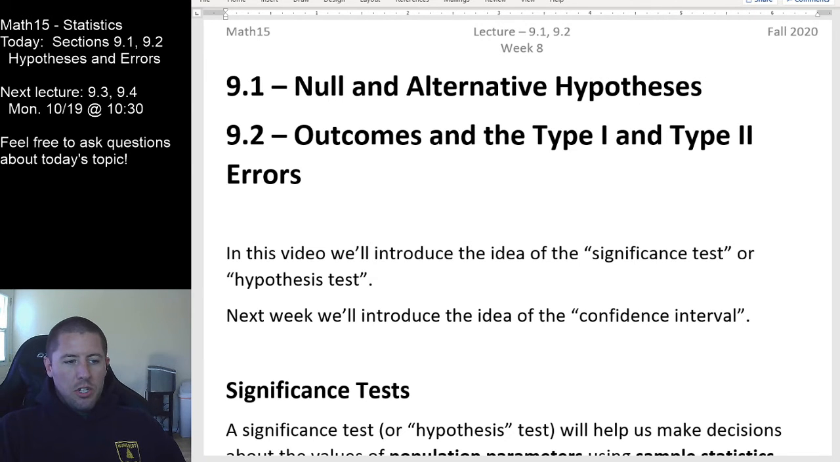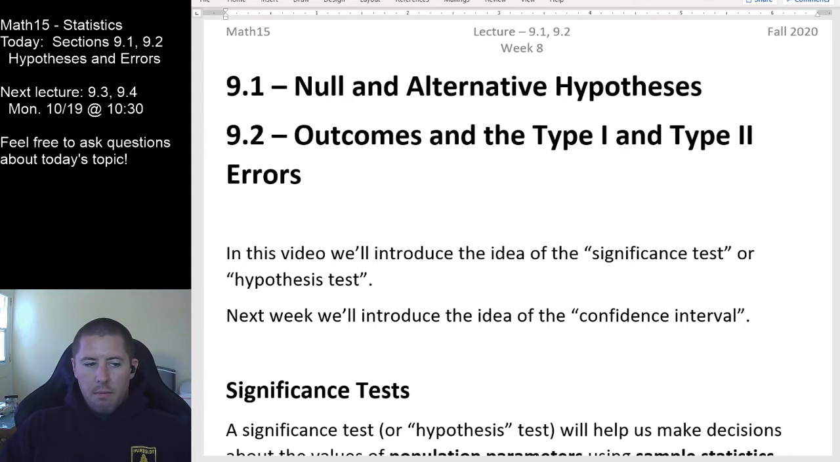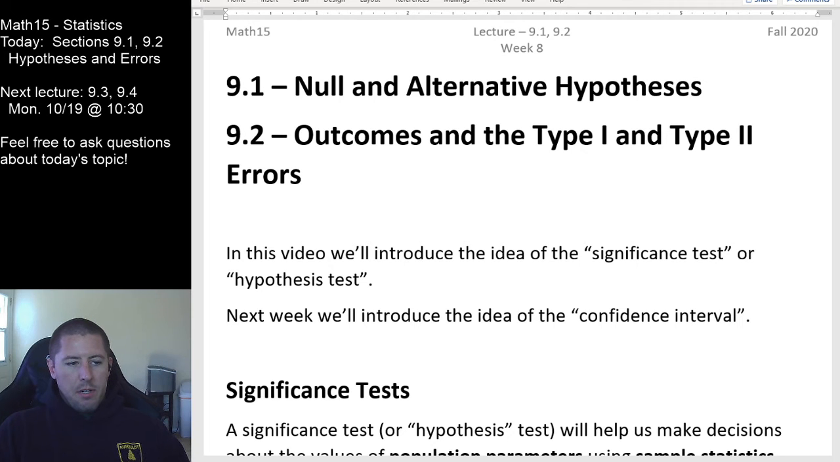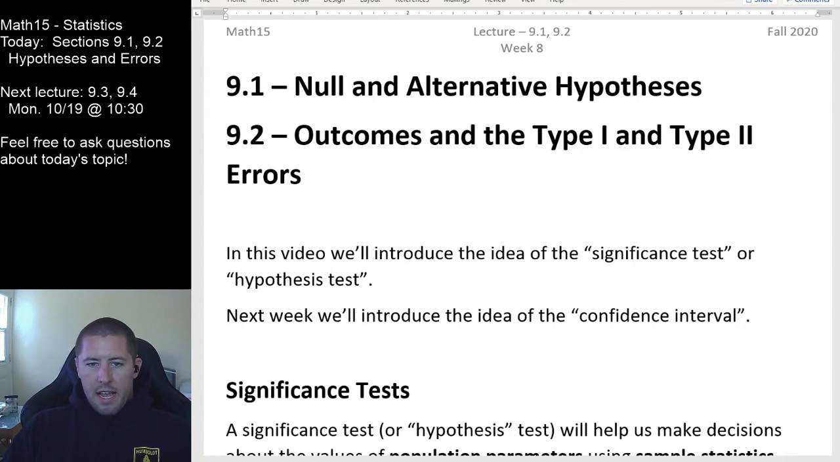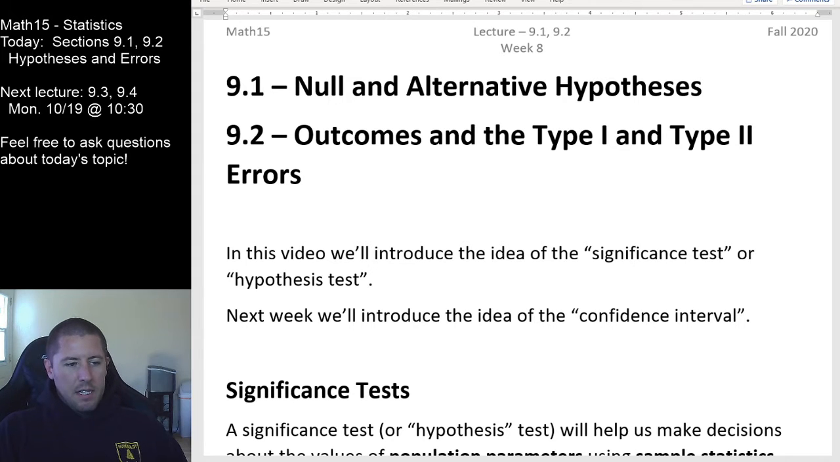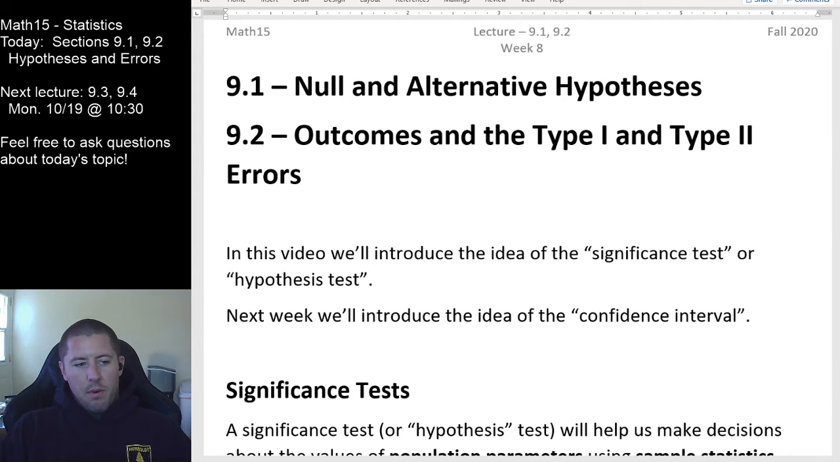You should notice also that we skipped chapter 8 in there. I'm just doing things ever so slightly out of order here. We are going to cover chapter 8 right after we cover chapter 9. I just want to emphasize that I think the chapter 9 stuff is a little bit more important, and that's why we're introducing it first. So next week we'll introduce this idea of the confidence interval. That's something that we'll see in chapter 8.